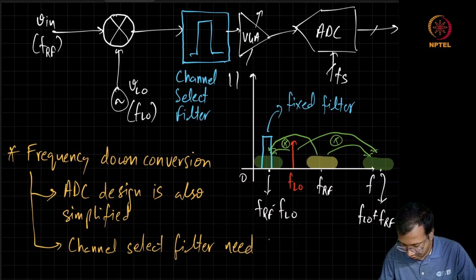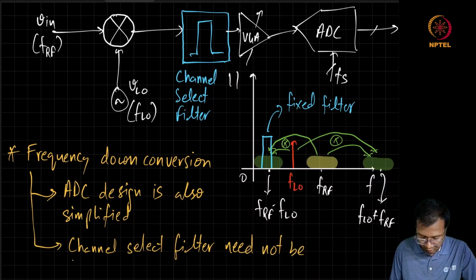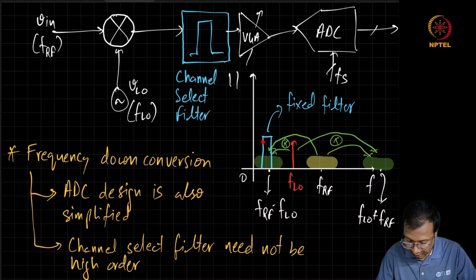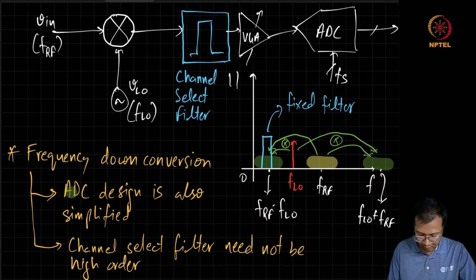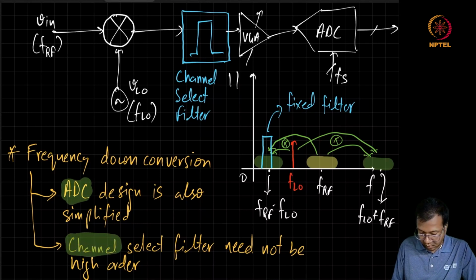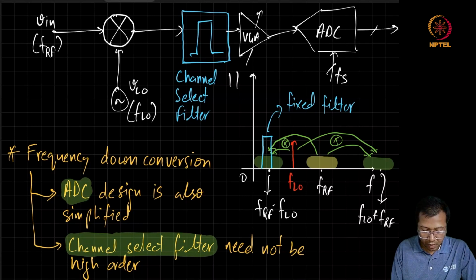It need not be high order as expected. Because for the same spacing between the two channels, now the roll off as compared to the center frequency is much shallower compared to what we would require at a higher center frequency. So you gain in two ways.